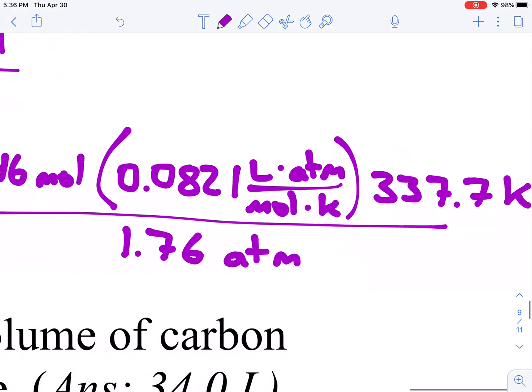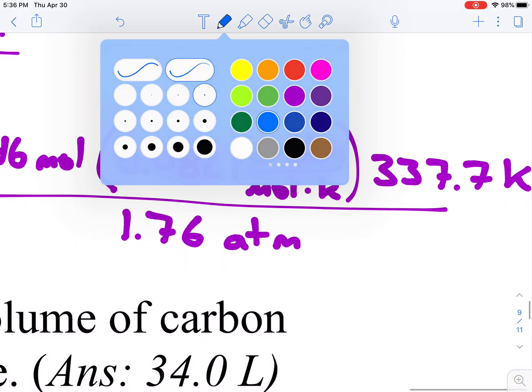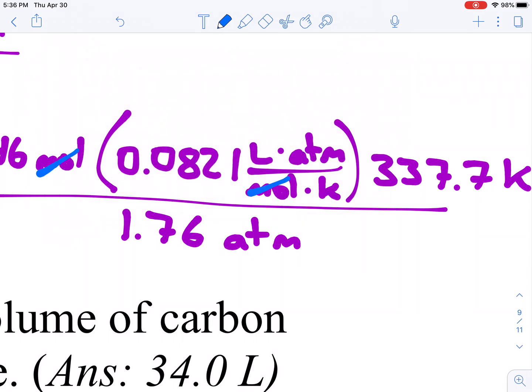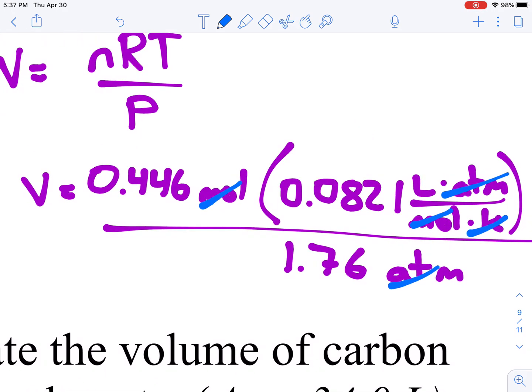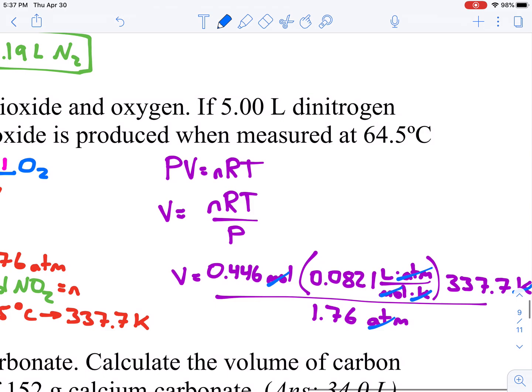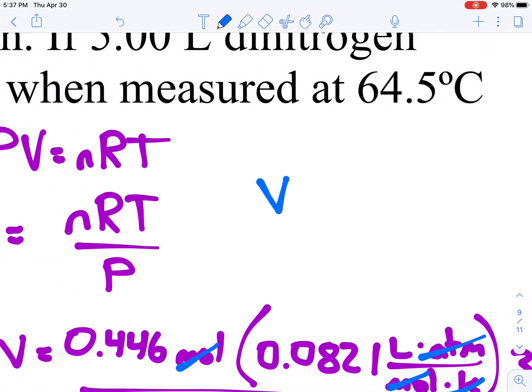So let's take a look at our units. In the numerator, we have moles on top, moles on the bottom. We have Kelvin on the top, Kelvin on the bottom. In the very top here, we have atm. In the very bottom, we have atm. That means the only unit we have left over is liters. And so if you solve this, it's good that you have liters because you're looking for a volume. If you want 3 sig figs, you can get 7.01 liters.